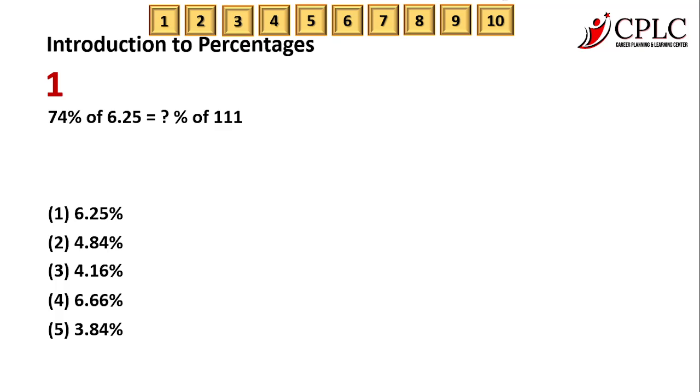So the first question says 74% of 6.25 is equal to dash percentage of 111. Then obviously, what is the value of question mark? We have to figure that out.